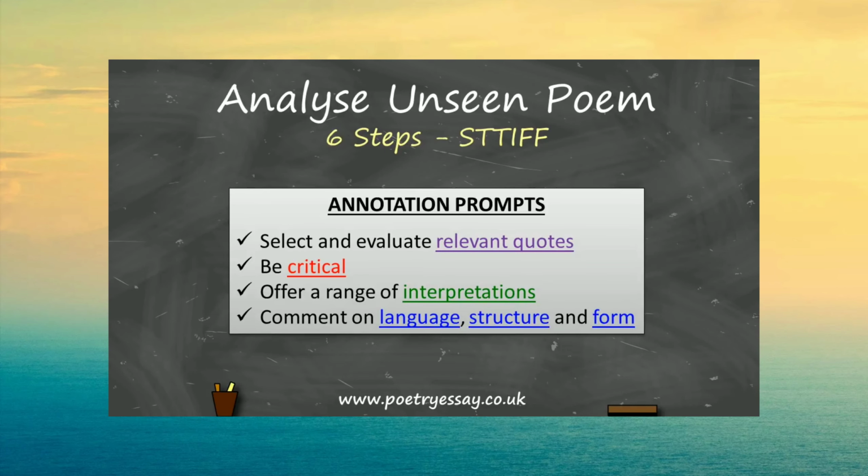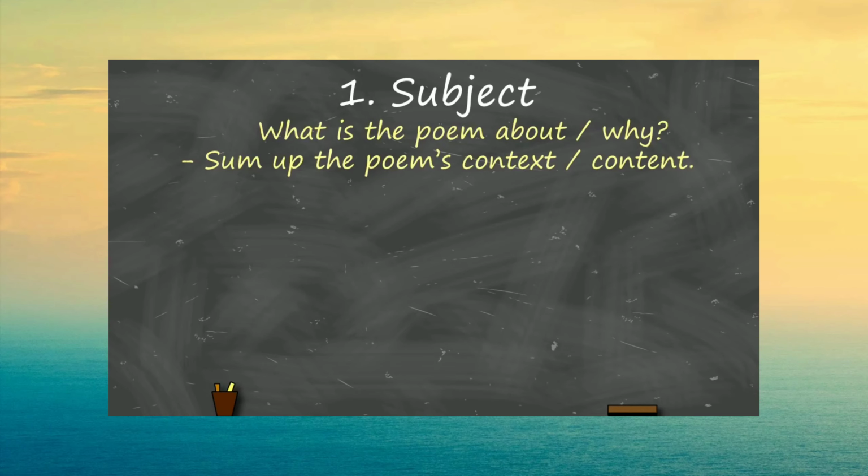How should you go about analysing an unseen poem? The STIFF approach helps you tackle the problem in 6 steps. Step 1. Consider the subject of the poem. What is the poem about and why? Aim to sum up the poem's context and content.